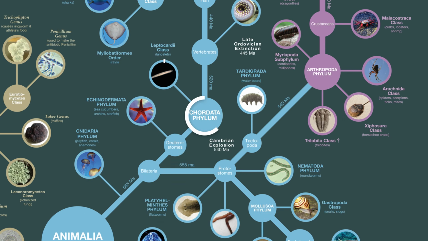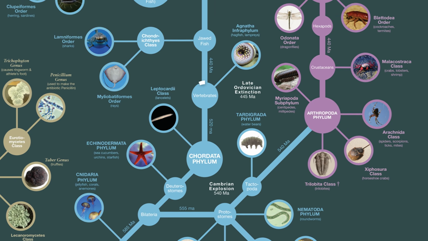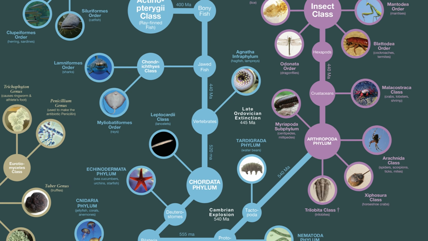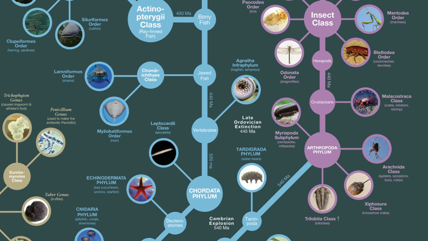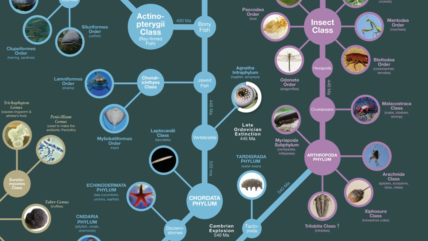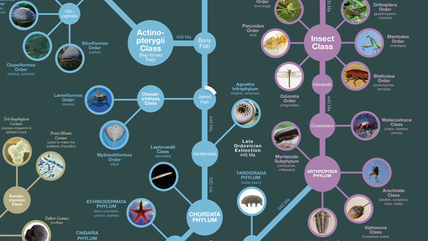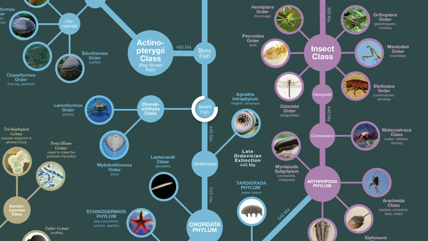Chordata includes lancelets as well as all the vertebrates, which are animals with backbones, protecting a column of nerves that run down the back. The earliest vertebrates would have looked similar to lampreys, which have a mouthful of teeth but no jaw. Now, once the jaw evolved, things went in 2 directions.